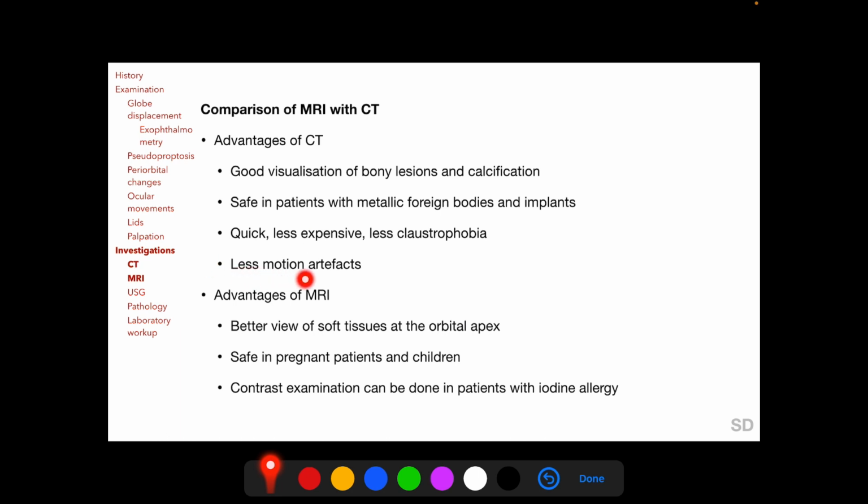CT scan is quick, less expensive and less claustrophobic as compared to MRI, and since it is quick, it causes less motion artifacts. Advantages of MRI as compared to CT scan include better view of soft tissues at the orbital apex, where because of crowding of tissues, resolution of CT scan may not be adequate. And being devoid of ionizing radiation, it is safe in pregnant patients and in young children. And contrast MRI examination with gadolinium salts can be done in patients with iodine allergy in whom iodinated contrast agents cannot be injected for contrast enhanced CT scan.